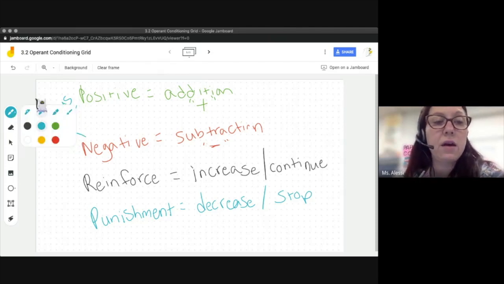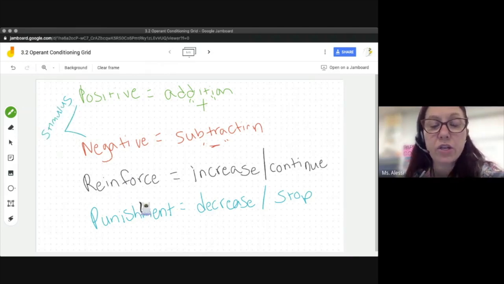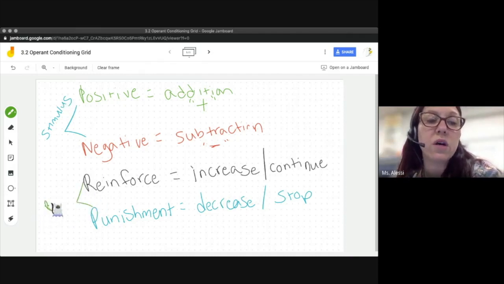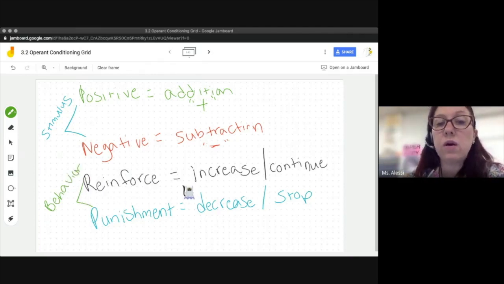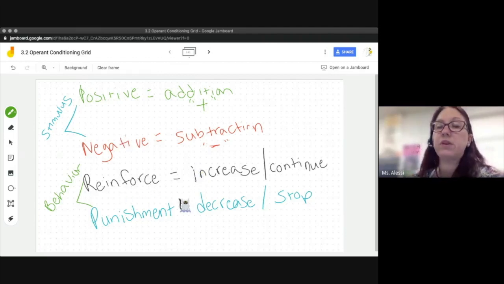And then when I'm talking about reinforcing or punishing, I want to reinforce because I want to increase or continue a behavior, or I'm punishing because I want to decrease or stop a behavior. So these two words we're always talking about in relation to the behavior. So either I want the behavior to continue or I no longer want that behavior. So that's what we're going with when we talk about these four words.